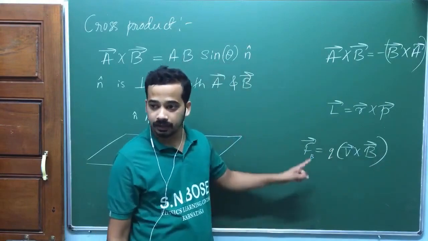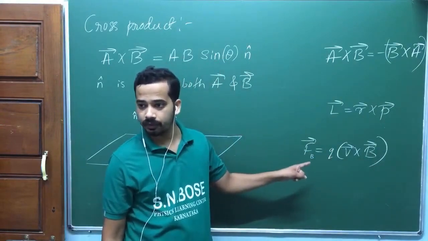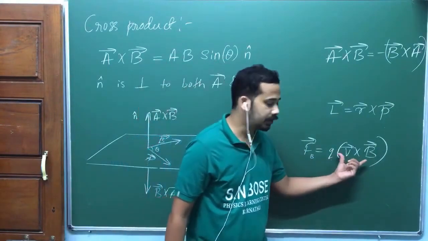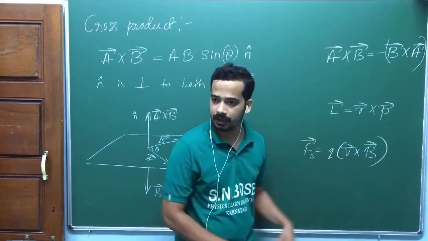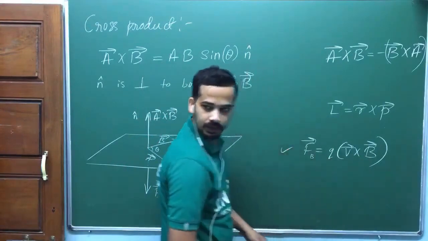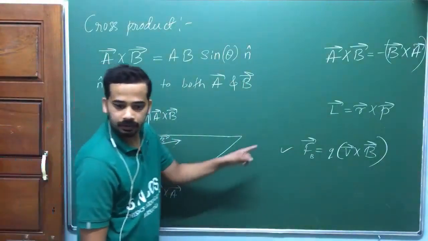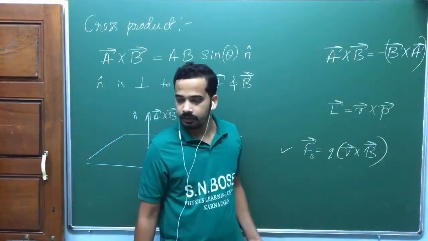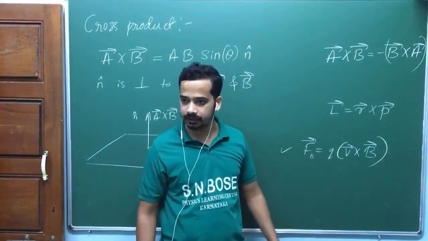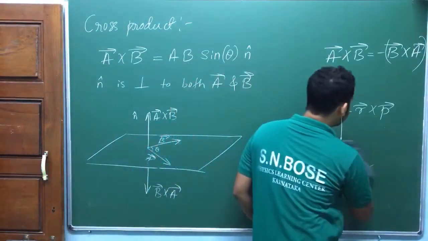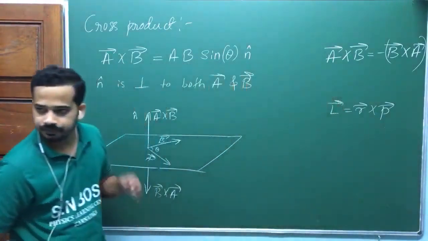Not only that, look here. This force is in the direction of the cross product, I mean the direction which is perpendicular to both. Here you can explain why it should be perpendicular to the individual vectors, because you can experience a force and see the motion of the charge. So how do you explain this?